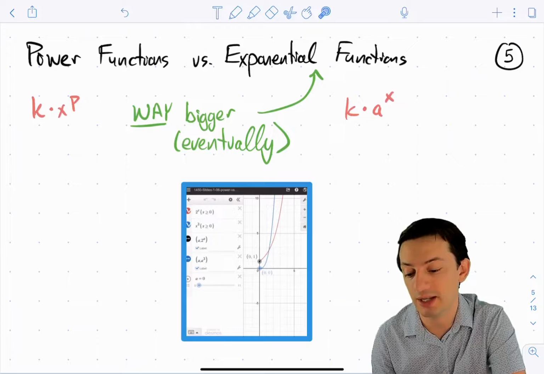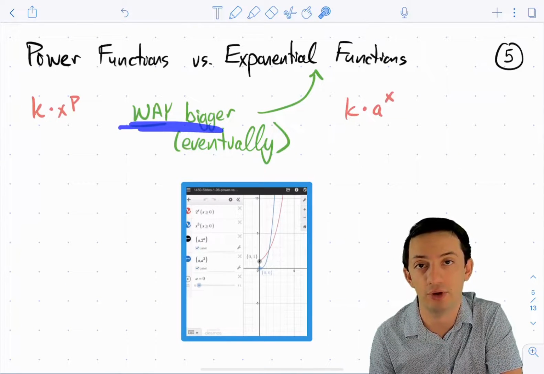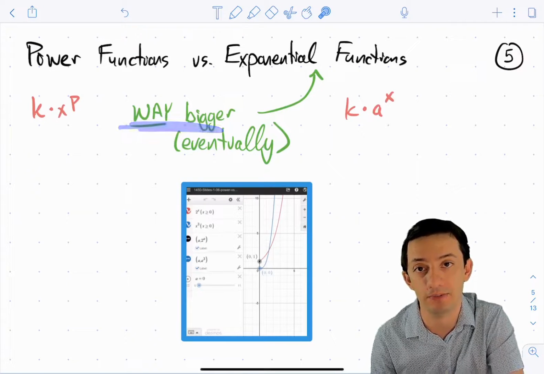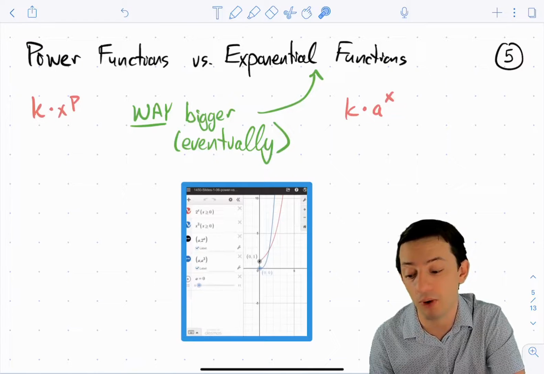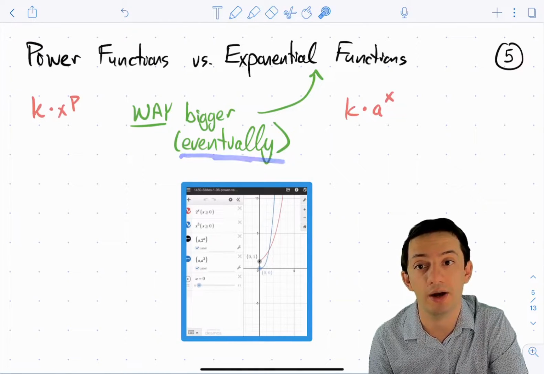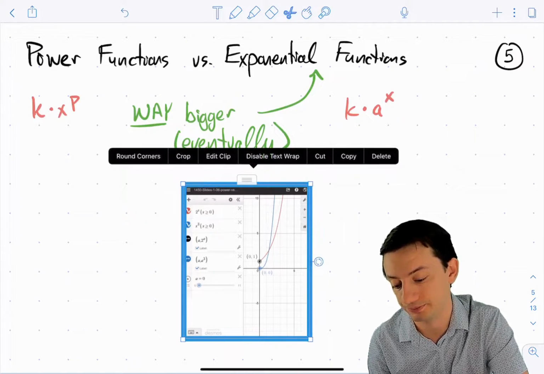Well, the answer is that exponential functions get way, way, way bigger. They grow much, much faster than power functions, but the caveat here is important: eventually. Sometimes it might take a while to see where exponential functions start getting bigger. So let's go into our graph real quick.